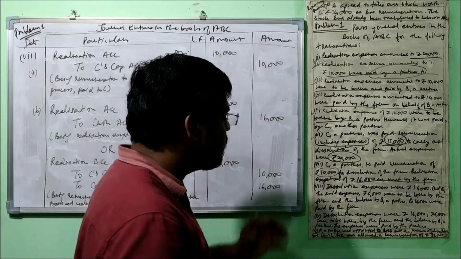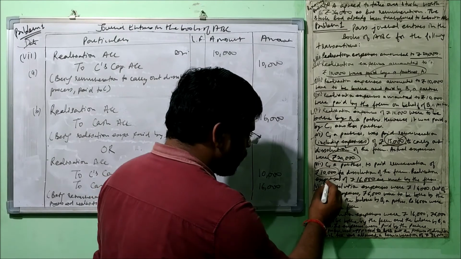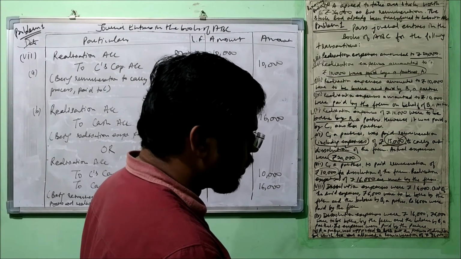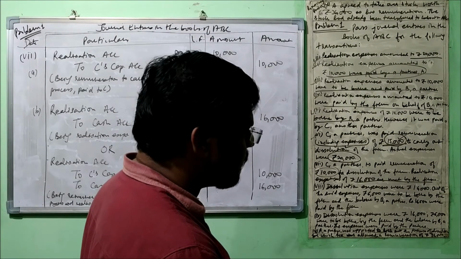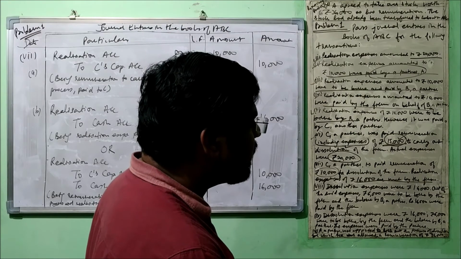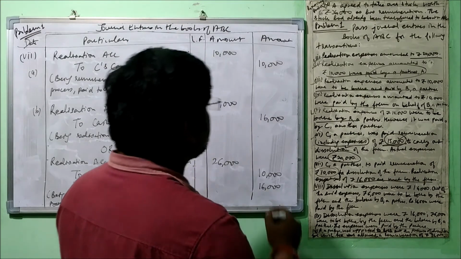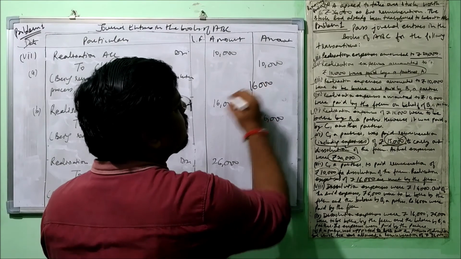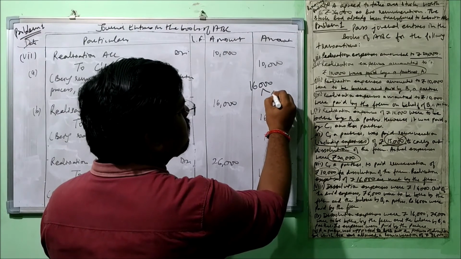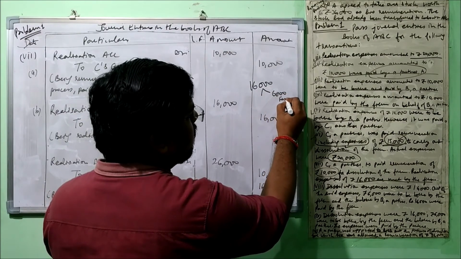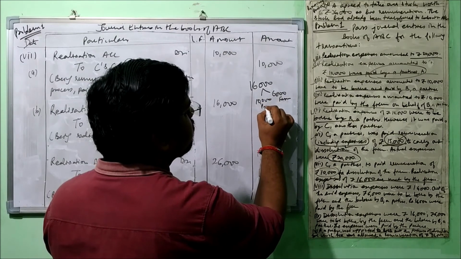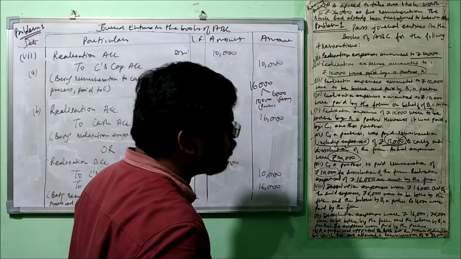Let's read transaction number 8. What does it say: dissolution expenses were rupees 16,000, right? Out of the said expenses, 6,000 were to be borne by the firm and the balance by B. So realization expenses were to be 16,000, and out of the 16,000, 6,000 will be borne by the firm and 10,000 to be borne by the partner. That's what the question is trying to say.